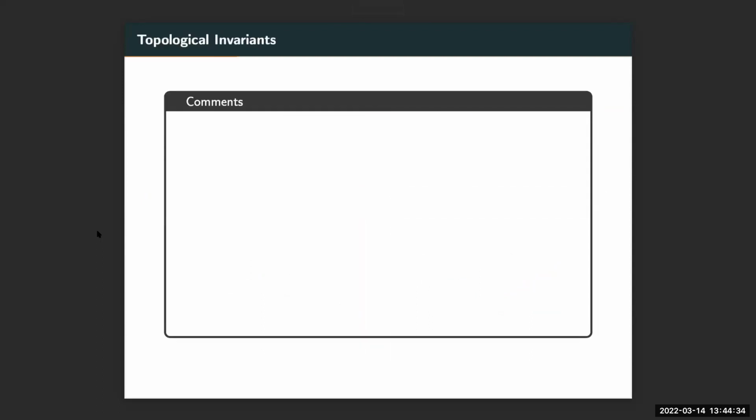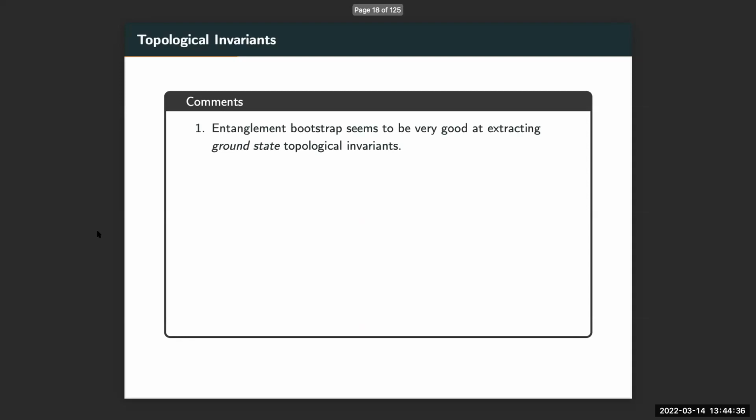So here are some brief comments. Somehow this approach of assuming area law and following the logical consequences seems to be very good at extracting certain ground state topological invariants. By ground state topological invariants, I mean some quantities that you can compute given the ground state wave function.